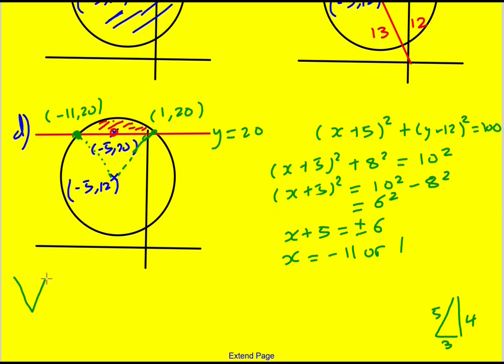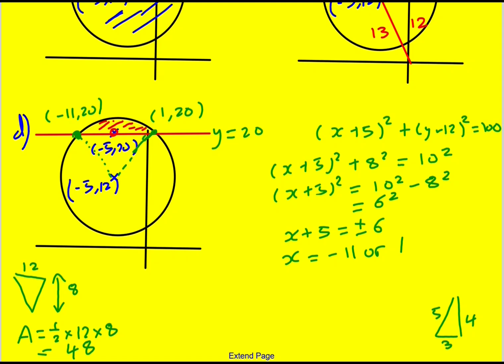So I've sorted the triangle because I'm going from minus 11 to 1. It's going to have a length of 12 here. And the height, I'm going from 12 to 20, it's going to be 8. Therefore, the area is a half times 12 times 8. That's 4 times 12, it's 48.